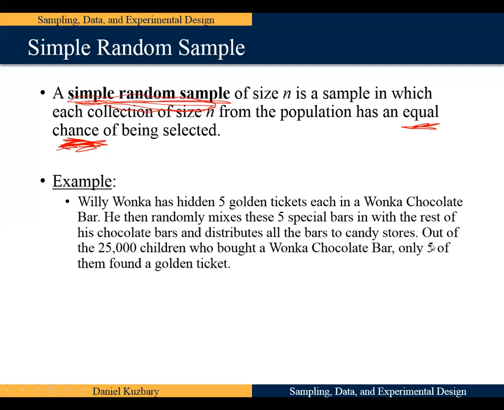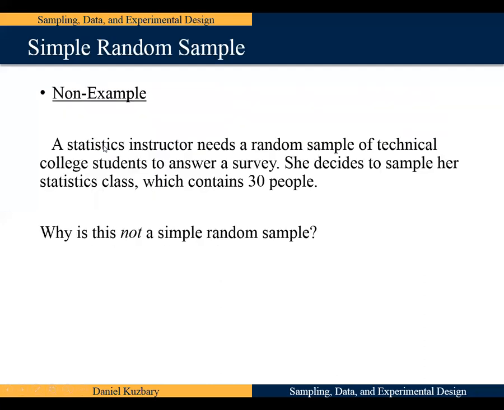This is a good example of a random sample because those 5 children had just as good of a chance of getting one as a different group of 5 kids. Now, this is ignoring some details in the book, like that one person who bought thousands and thousands of them. In my example, each one of these children is buying exactly one, which makes it a good, simple random sample. So your samples of size 5 or size n each have an equal chance of being selected. That's what makes it simple and random.